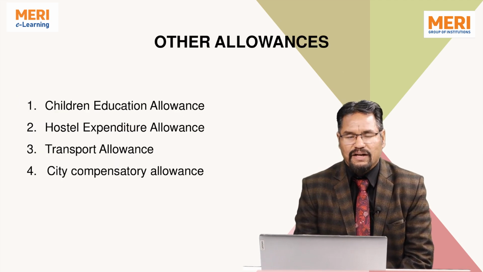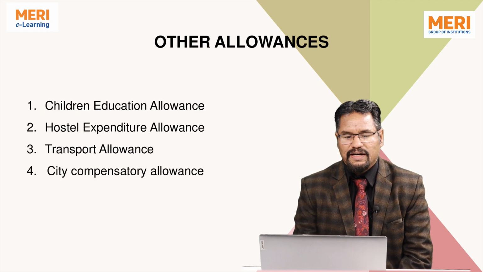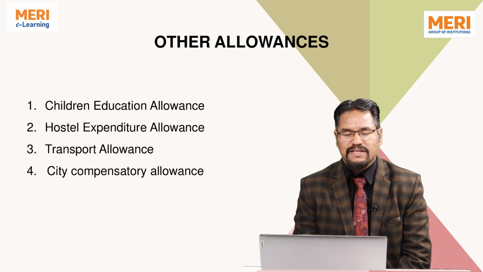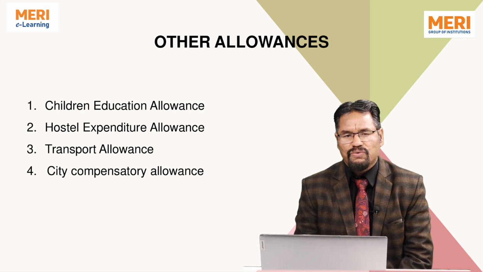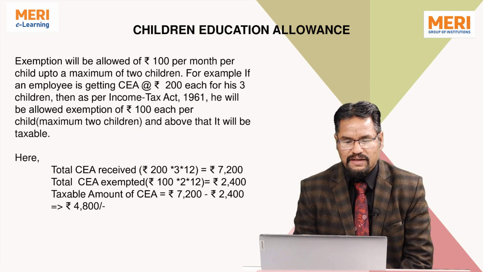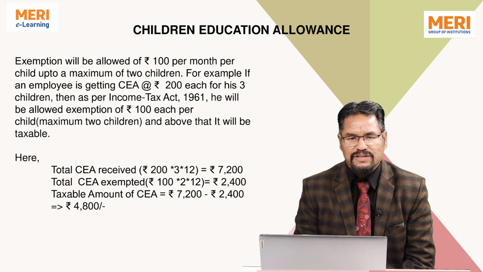So there are other allowances under this list. There are children education allowances, hostel expenditure allowances, transport allowances, city compensatory allowances. So one by one we will go through all these things. So number 1, there is the children education allowance. So what is the meaning of the children education allowance?